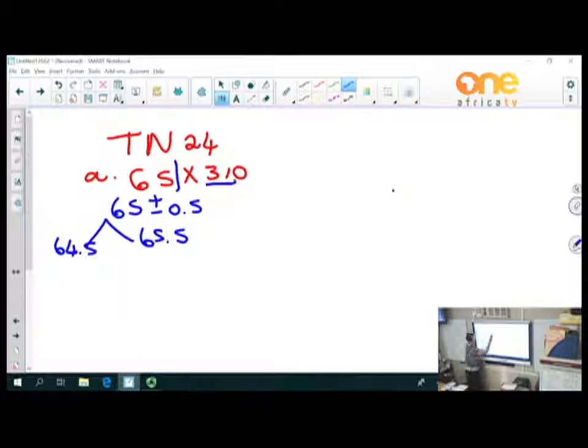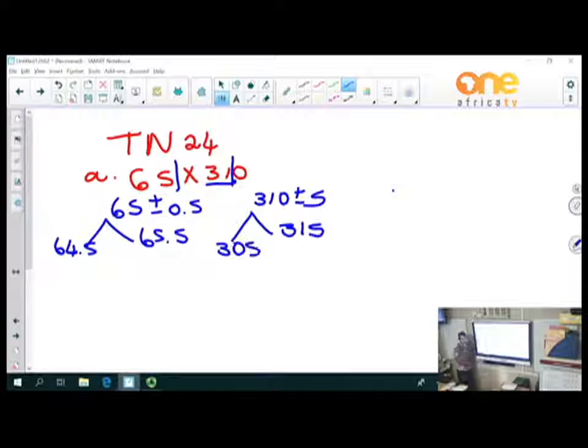And this one, there is two significant figures. What is half of those units? Plus or minus 5. So for 310, it's plus or minus 5. So now the upper bound is 315 and this one is 305. So you might have mistakes now here with your homework. Look carefully here. It's multiplication, so what will it be? Lower, lower, upper, upper. That's how I'm going to multiply that.